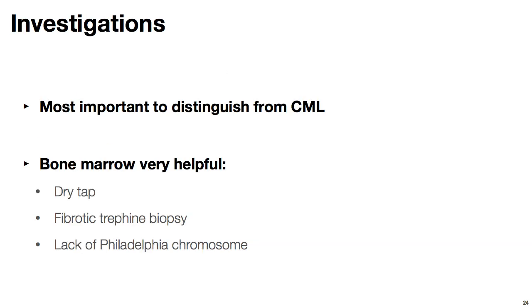The blood film shows a leukoerythroblastic picture because a number of cells are being pushed out into the blood, immature cells, and pathognomonically they show teardrop poikilocytes. The aspirate from the bone marrow will be dry tap, and the trephine, which is very important here for diagnosis, shows prominent megakaryocyte hyperplasia, new bone formation, osteosclerosis, and prominent collagen synthesis.